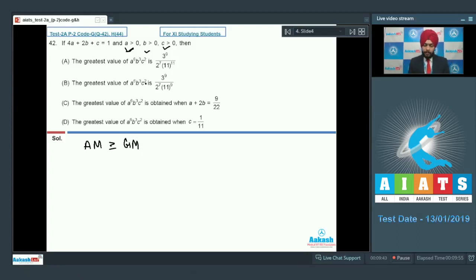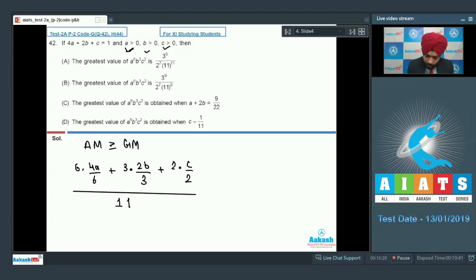So let us apply AM greater than or equal to GM very carefully, because I need a power 6, b cube, c square. So for a power 6, 4a will be split into 6 equal parts: 6 times 4a by 6, plus b cube, where 2b will be split into 3 equal parts: 3 into 2b by 3, plus c square, so 2 into c by 2. So this is 4a by 6 or 2a by 3 written 6 times, 2b by 3 written 3 times, c by 2 written 2 times. That means a total of 11 terms are written.